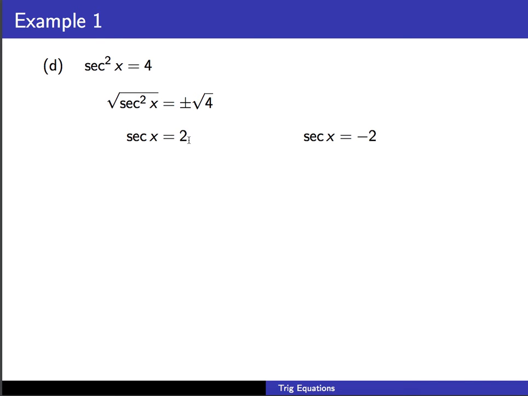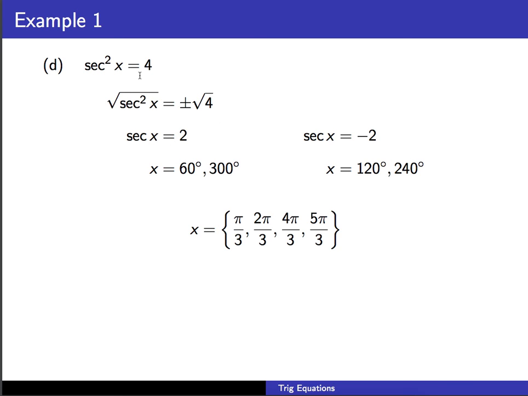So if we look down our chart and find where secant is 2 and where it is negative 2, secant of x is 2 when x is 60 degrees and also when x is 300 degrees. It's negative 2 when x is 120 degrees or 240 degrees. So we have four angles that make our original equation true. If we convert them to radians, here's what we get as our answers in radians.